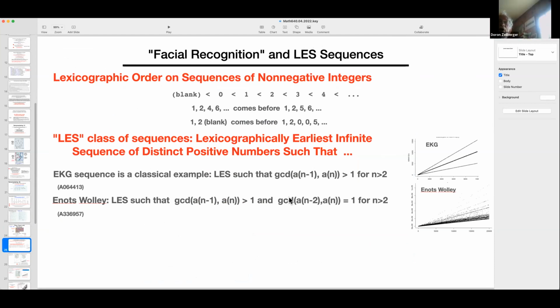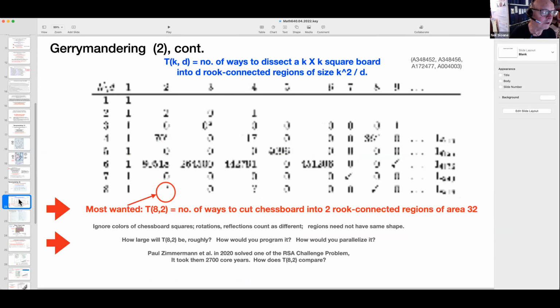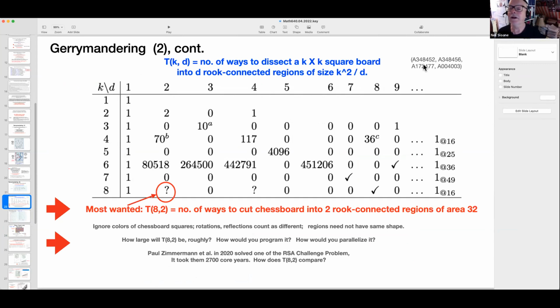What is the A number of the second column? Yes. It's one of these 4. I don't remember which one. Okay, thank you. You know where to look it up.